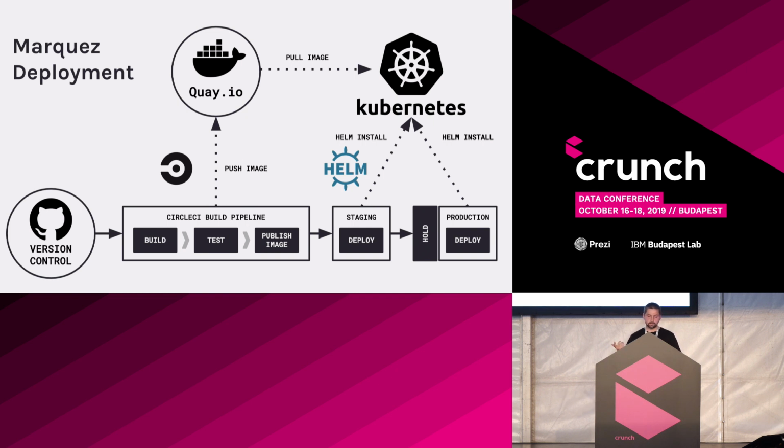So the CI pipeline is pretty standard. We run a build, run our tests, and then we push our image to Quay. And then all images that we build do get deployed to staging right away. And we do have a hold on production. So once we have our smoke tests and ensure things are working correctly in staging, we then deploy to production.